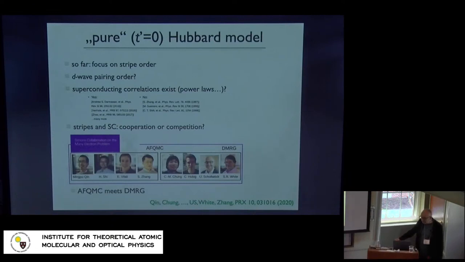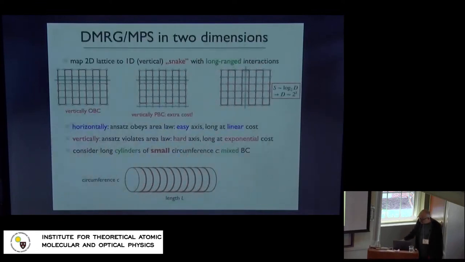So let me go a little bit into what we did, because in some sense this will continue with some modifications when it comes to the T prime. Here, I want to be honest and show the shortcomings of both the methods that meet each other, so that you see that they are really different in nature. This slide is very similar to what Philippe already showed yesterday: you can use DMRG in two dimensions if you map the problem to a one-dimensional snake.